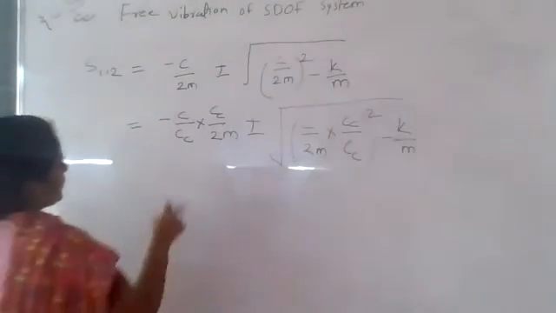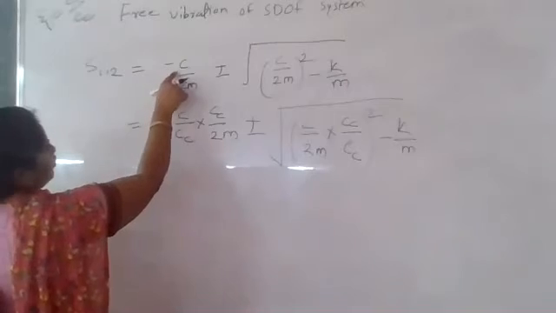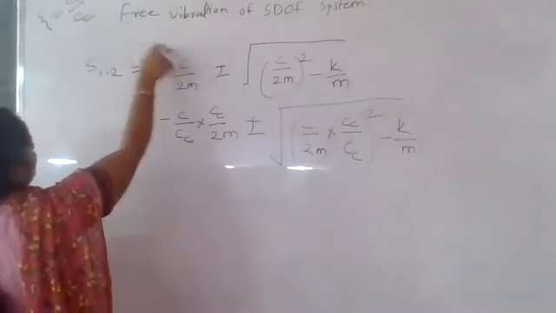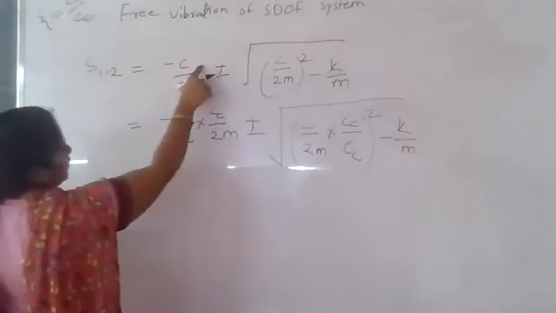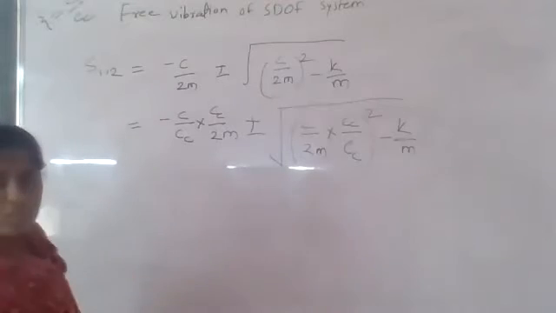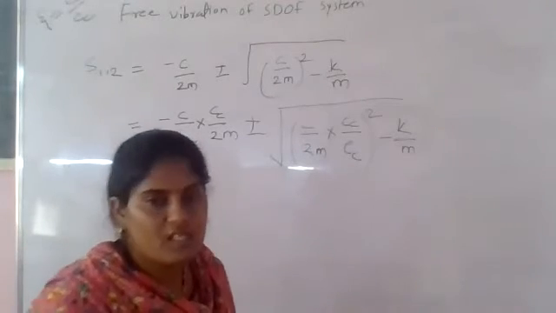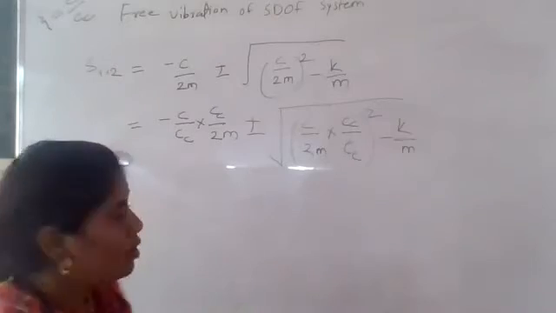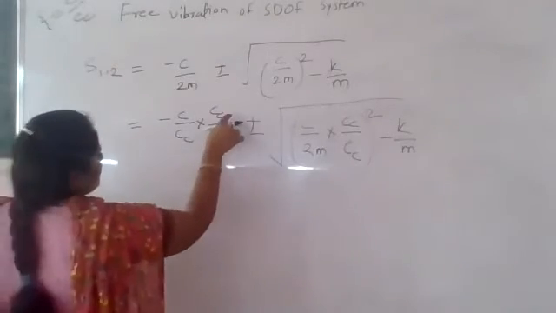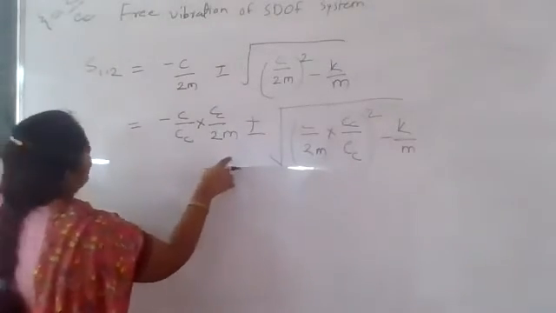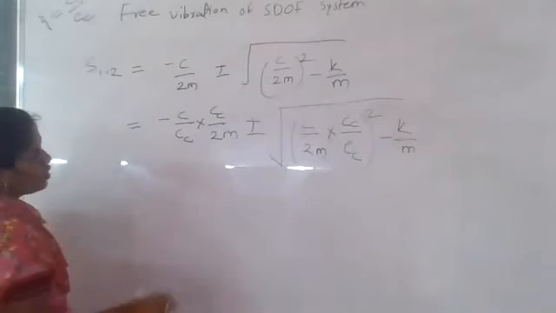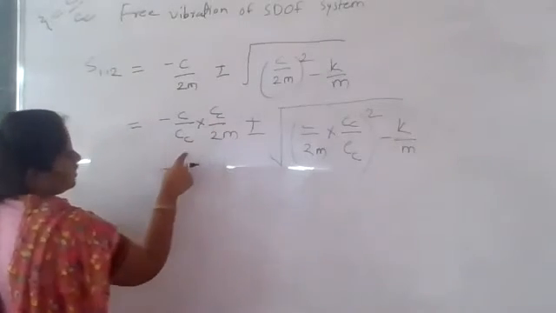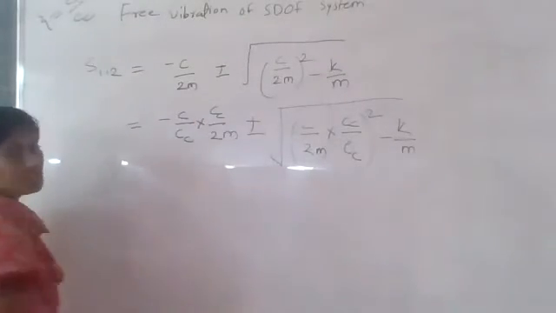Note this: in this terminology, we have to convert this C parameter in terms of zeta. How to convert it? By the multiplication of Cc and division by Cc. When C by Cc, it comes as zeta, as we already know. So the multiplication of Cc and division by Cc will get cancelled.